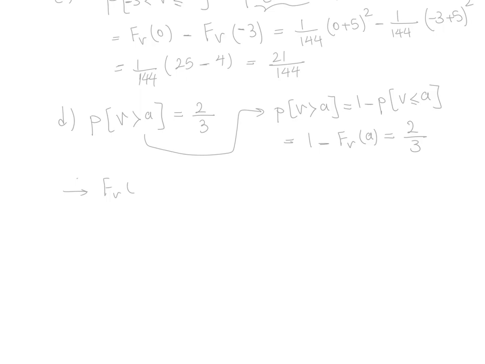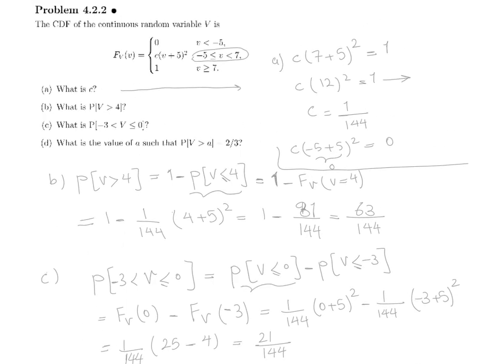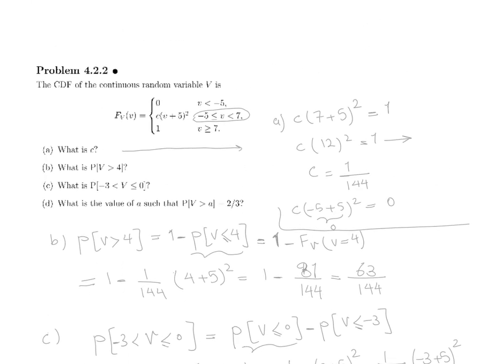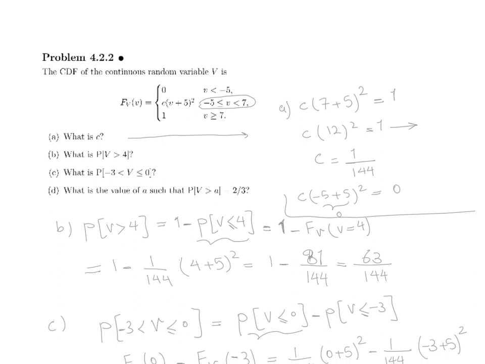From this equation we can say the CDF of V when it is equal A is 1 minus 2/3, that is 1/3. So we now know that the CDF of V when it is equal A is 1/3. We know that when V is less than -5, the CDF is equal 0, and for V bigger than 7, it is equal 1. So the only values between 0 and 1 are when V is in this interval, greater than or equal to -5 and less than 7.